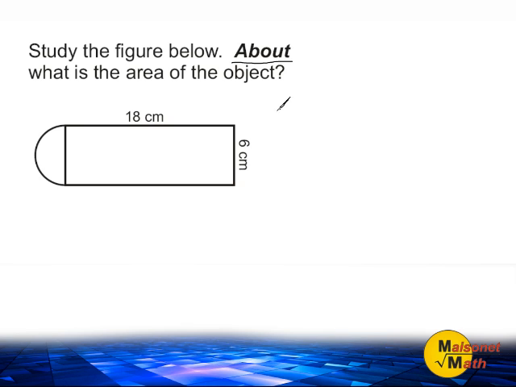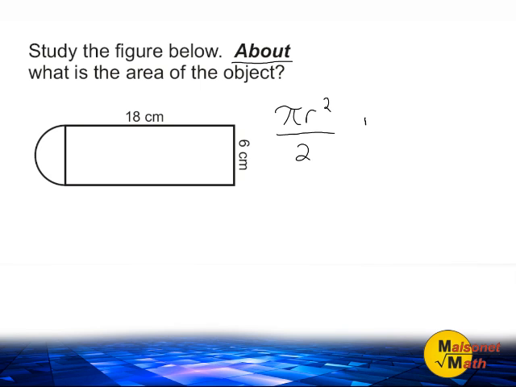The area of a semicircle is found by multiplying pi times radius to the second power and dividing that answer by 2. The reason we divide the area of our circle by 2 is because a semicircle represents exactly half of a circle.